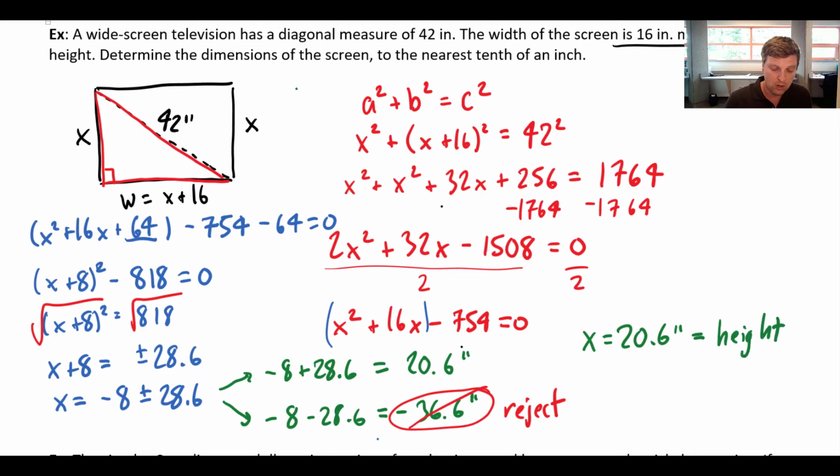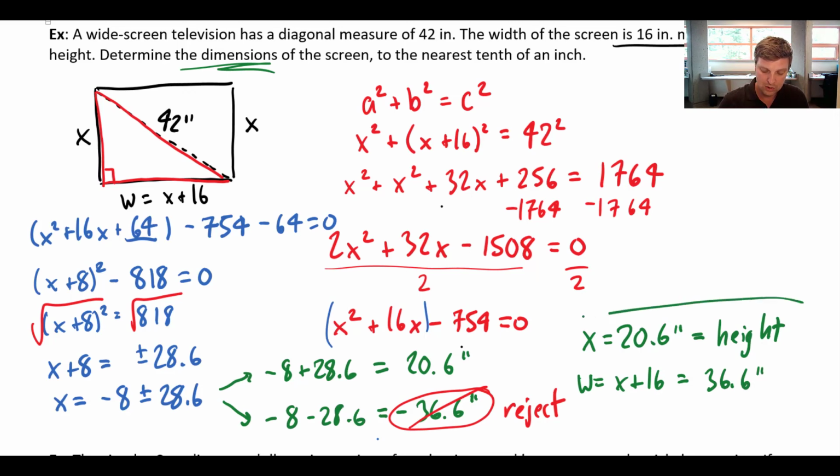Just remember that we were looking for both of the dimensions. So I can go back as well and say, well, the width was just x plus 16, so that must equal 36.6 inches, and that is my width. So those are my two dimensions for that TV. All right, that's it for solving using completing the square.